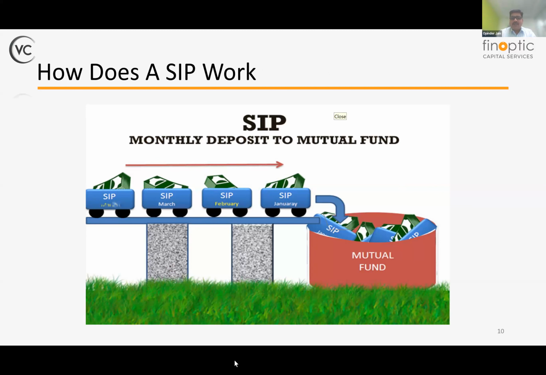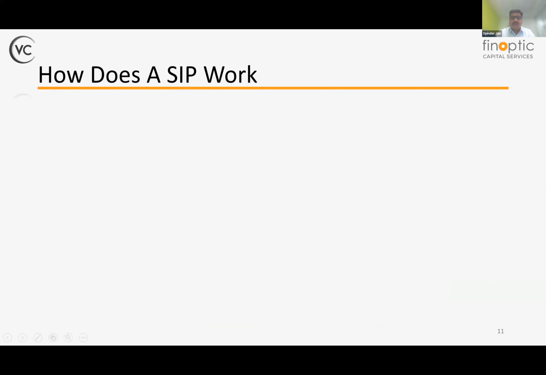So how does an SIP work? SIP is nothing but monthly investments which you invest over a period of time, on a monthly basis, on a daily basis, on a quarterly basis, on a half yearly basis, based on how the client wants, on a fortnightly, weekly basis. So this is an illustration. In an SIP, a small amount goes into a pool, which is the mutual fund, and over a period of time, this creates wealth.